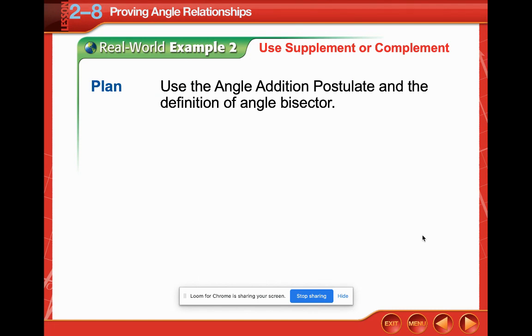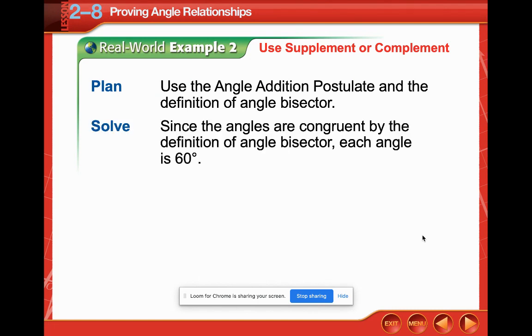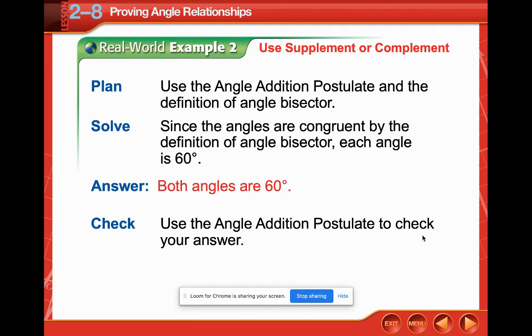Use the angle addition postulate and the definition of an angle bisector. Since the angles are congruent by the definition of an angle bisector, each angle is 60 degrees. Both angles are 60 degrees, like Mr. Selby said. Use the angle addition postulate to check your answer. Measure of angle 1 plus measure of angle 2 equals 120. 60 plus 60 equals 120.